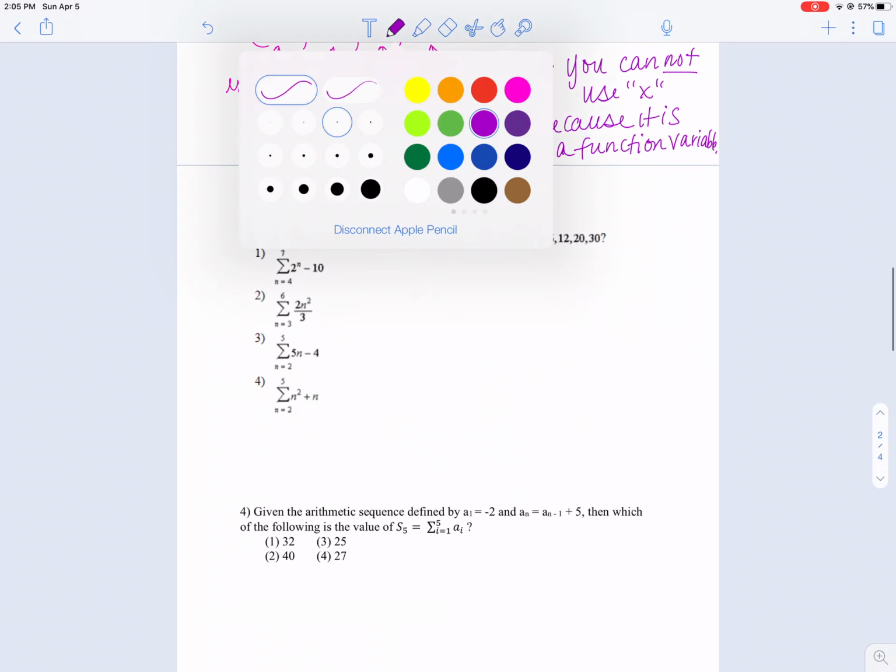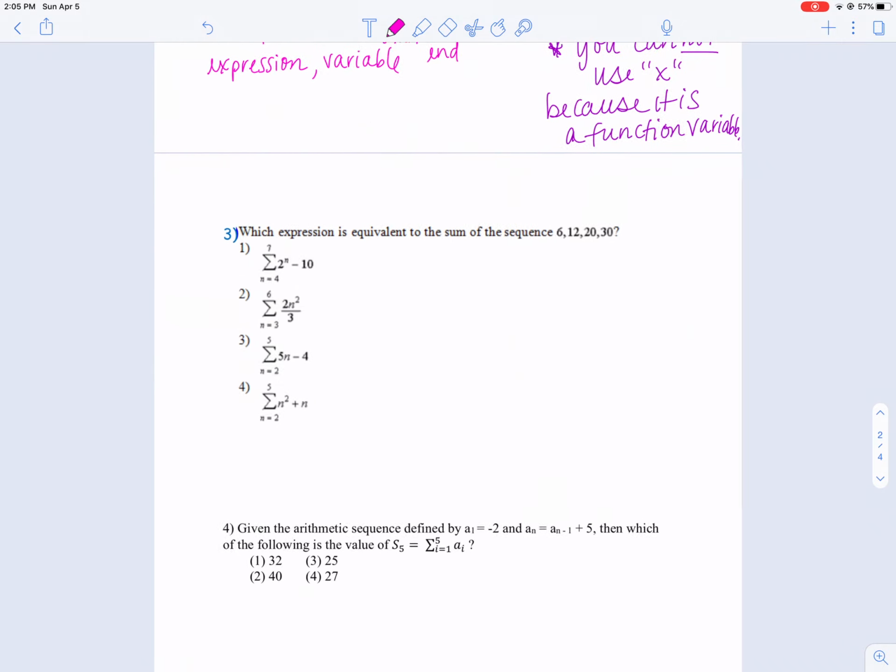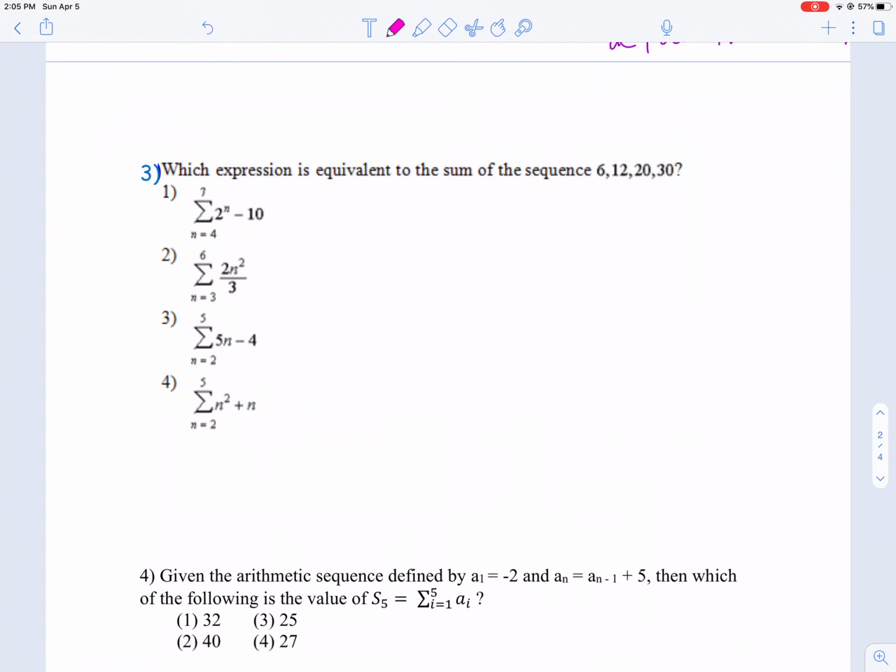Okay, so let's try another one. So I'm going to go down to this next one. A little bit different. It says which expression is equivalent to the sum of this sequence. So the first thing I would do is find the sum of this sequence. Take 6, 12, 20, and 30, and if you add those all together, you get 68. So I would say use your calculator to find the sum of each in GeoGebra.